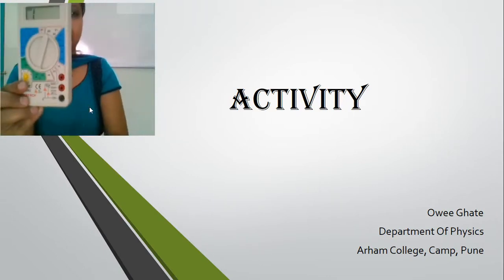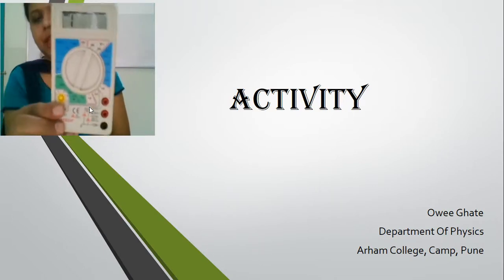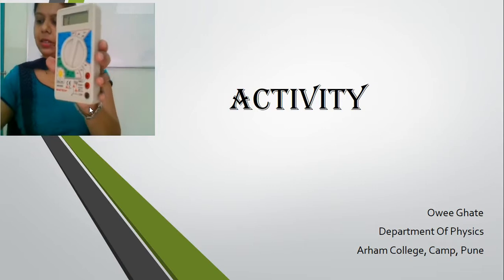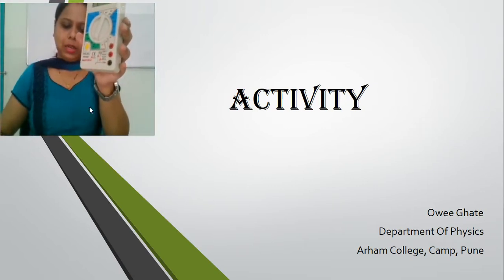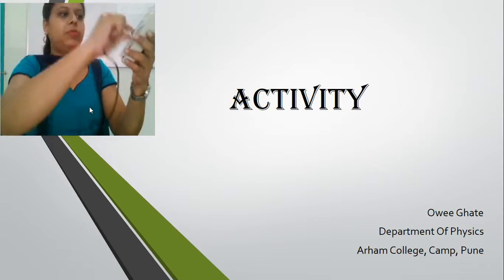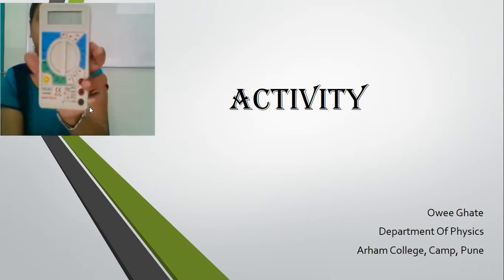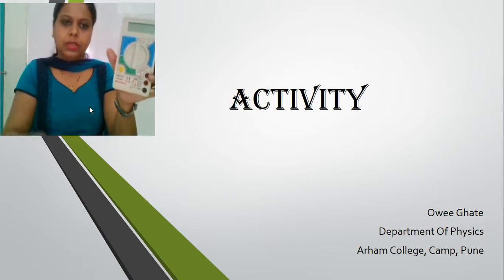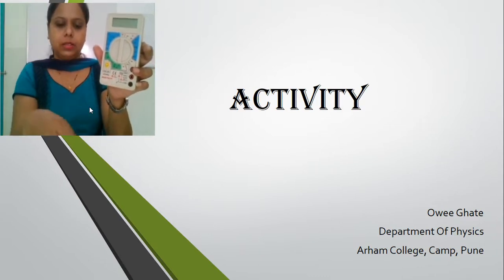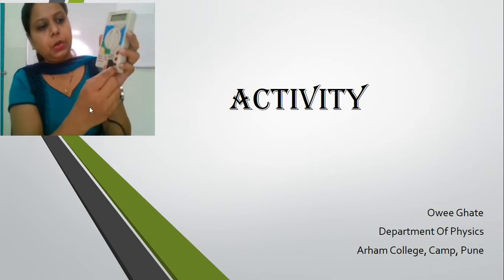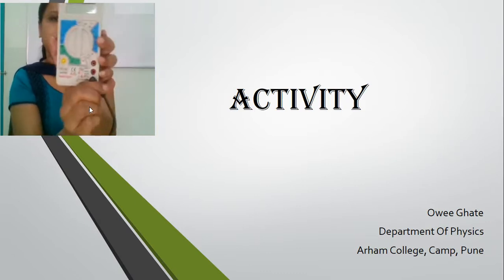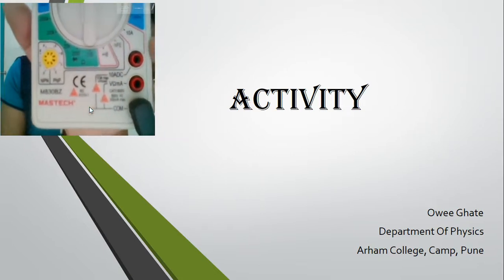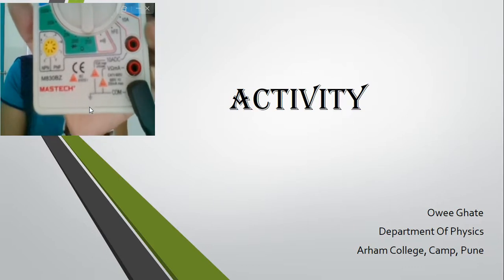Now how to use this multimeter? We have seen the different scales of the multimeter. Let's start, how to use the multimeter. Firstly it should be in the off condition. Now connect this black probe. We need to connect it into the common terminal. It will always go in the common terminal. This is the negative or the grounded terminal.